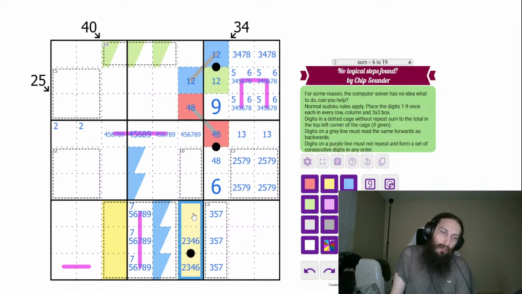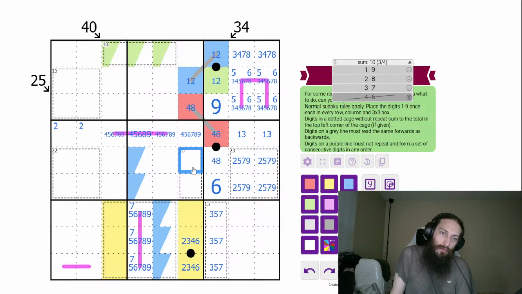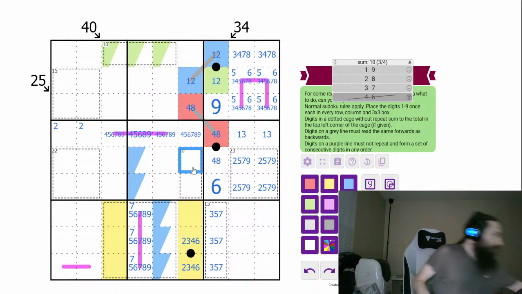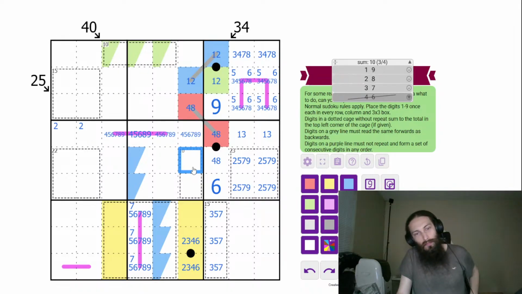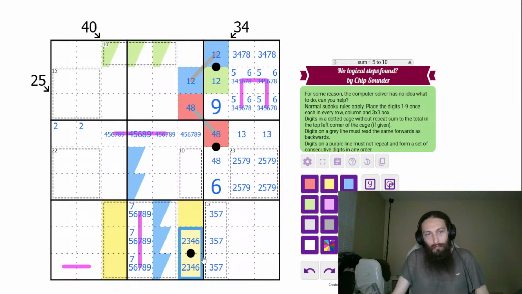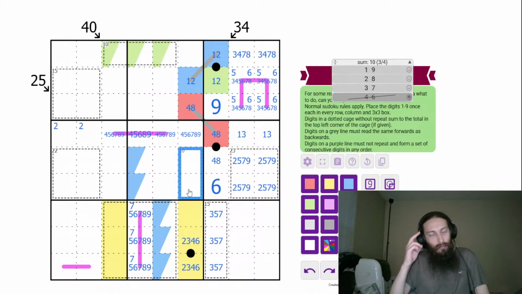Could I put green in the yellow group? It would have to go either in the 10 or in the yellow. It would end up having to be 2, 4 here if green was in yellow. Get 1 and we'd get 8, and we'd get 3 and 7.